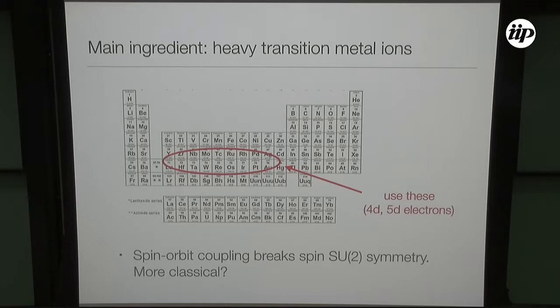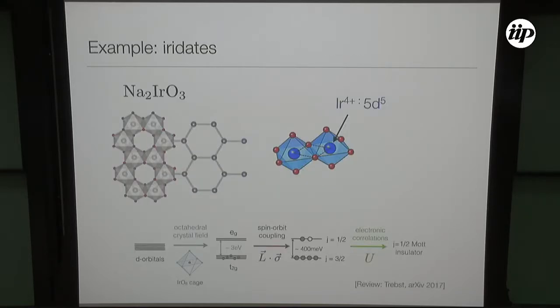So the answer is really counterintuitive. Let me first give you an example. This is a celebrated example that got a lot of people interested: the case of the iridates. Here's sodium iridate. The interesting thing about this material is that the magnetic ions are iridium 4+, which has 5 electrons in the d shell.